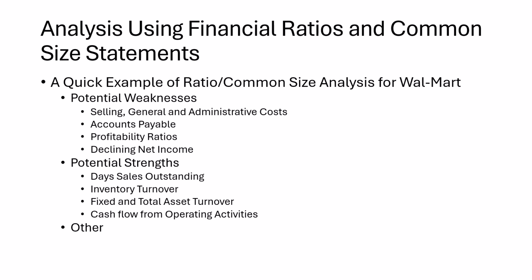A quick example of ratio and common size analysis for Walmart. Looking at Walmart and doing a quick glance for potential strengths and weaknesses using ratios and common size statements. Potential weaknesses include the selling, general, and administrative cost. Over the 4-year time frame, Walmart has seen their SG&A costs rise from 17.4% of sales to 19% of sales. While this is not a huge movement, keep in mind these higher costs directly impact the final margin. As Walmart's net profit margin was 3% or less each of the last 2 years, it is easy to see that this increase in SG&A expenses is having a noticeable impact on the bottom line.